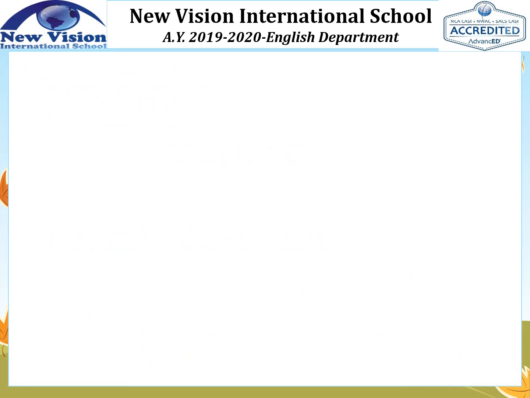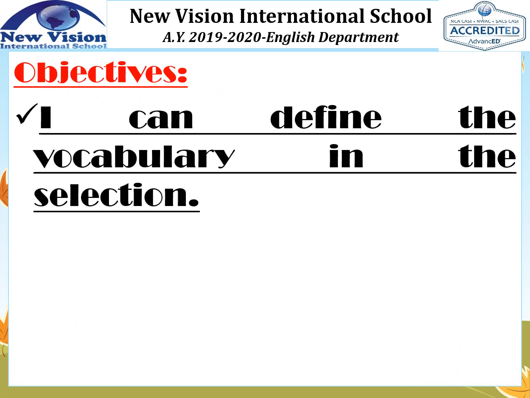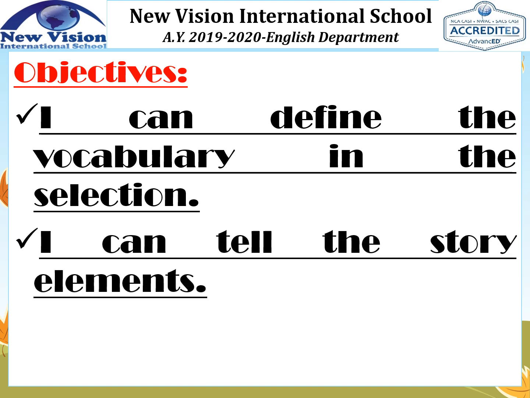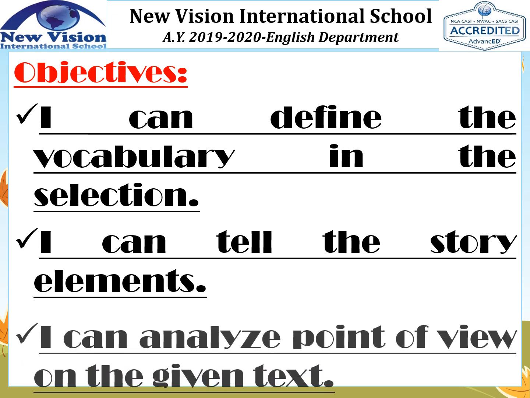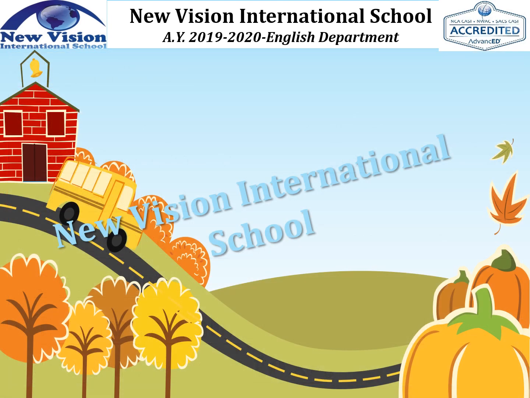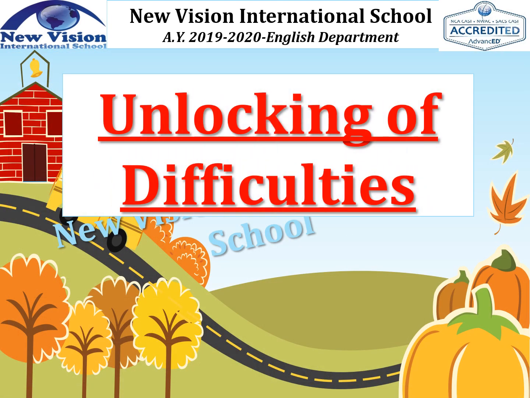Now state our objectives. The first one, say, I can define the vocabulary in the selection. I can tell the story elements. And I can analyze point of view on the given text. We are going to identify the meaning of each word which will be found in your text or in your selection for this week. Let us begin.